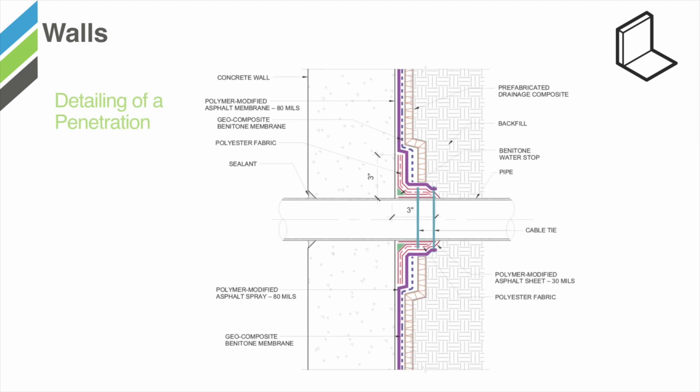Detailing of penetrations are critical and can be done in a number of different ways. Here's an example of how a penetration is sealed. What's slightly different than an underslab penetration is that all the detailing occurs on the concrete surface.